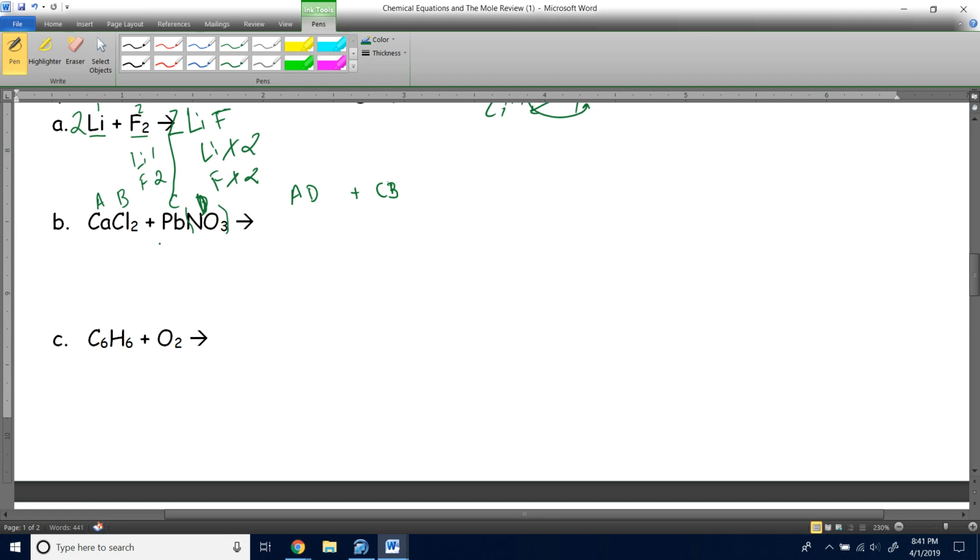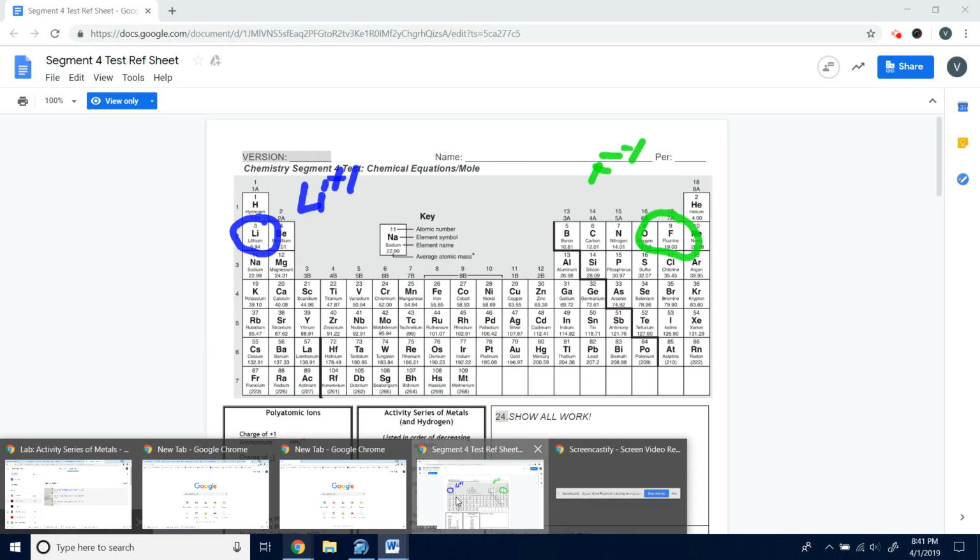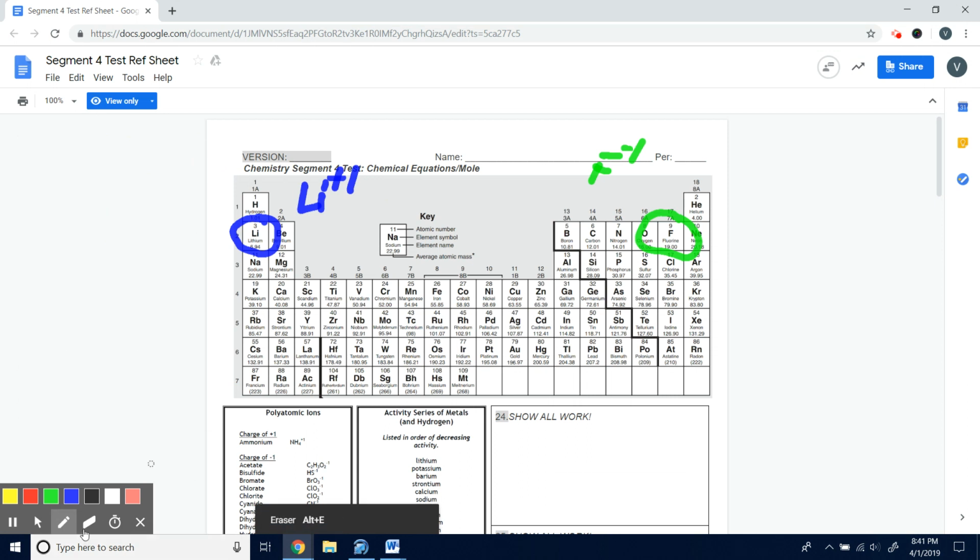Okay, so AD, we're going to have calcium with nitrate. But before we do that, are both of these, Ca and Pb, nonmetals or metals? They are both metals. So we have to take a look at their ionic charges. So we go back to here. Let's just go ahead and give this a good old erase.